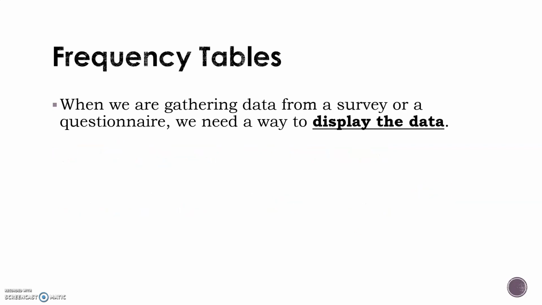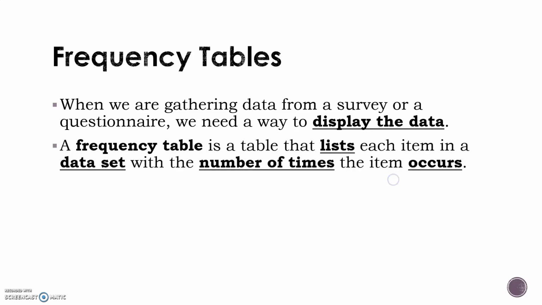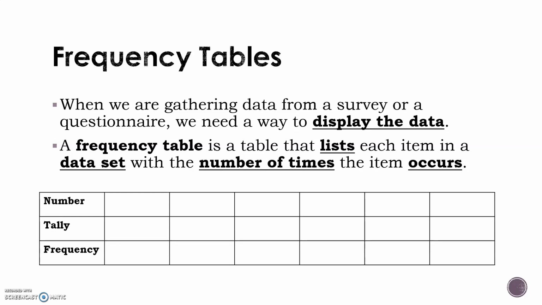So frequency tables: when we're gathering data from a survey or from a questionnaire, we need a way to display the data. A frequency table is a table that lists each item in a data set with the number of times the item occurs. And so a frequency table is going to look like this. And I'll show you how we're going to fill this in.